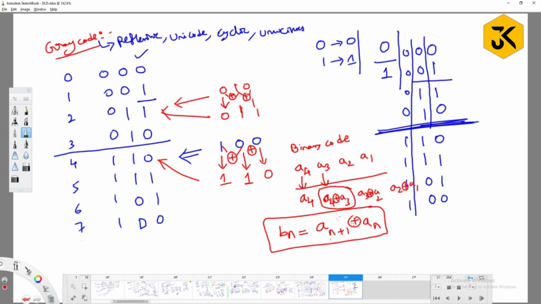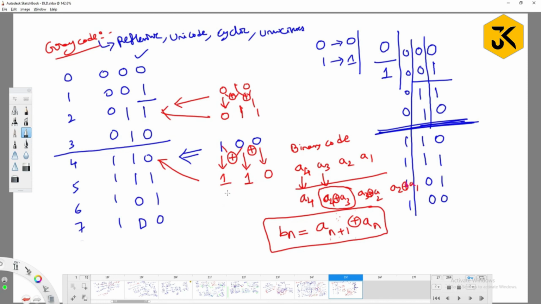So this way you can do it. Okay, fine. Similarly, if I have a gray code, can we get the binary code?